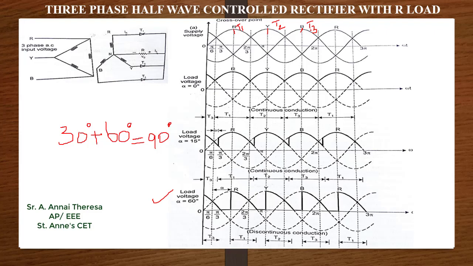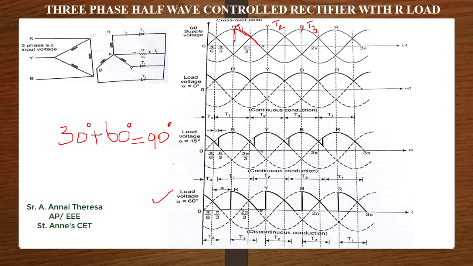Now alpha is equal to 90 degree. 90 degree means here at this point. I am triggering this thyristor T1, so it starts its conduction. Then what will be the output? Here I am triggering, so this R phase voltage will appear across the load. This is the R phase line. The R phase voltage will appear.